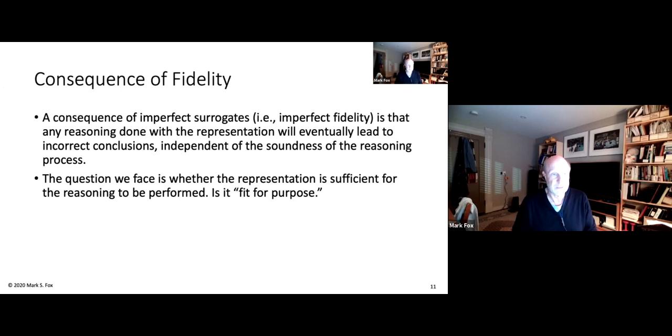The consequence of imperfect fidelity is that any reasoning done with that representation may lead to incorrect conclusions, independent of the soundness of the reasoning process. You may have a deductive capability that is sound, but if the knowledge that it's performing deduction over is imperfect, then the results of its deduction will be imperfect. The question we face again is whether the representation is sufficient for the reasoning to be performed. In other words, is it fit for purpose?